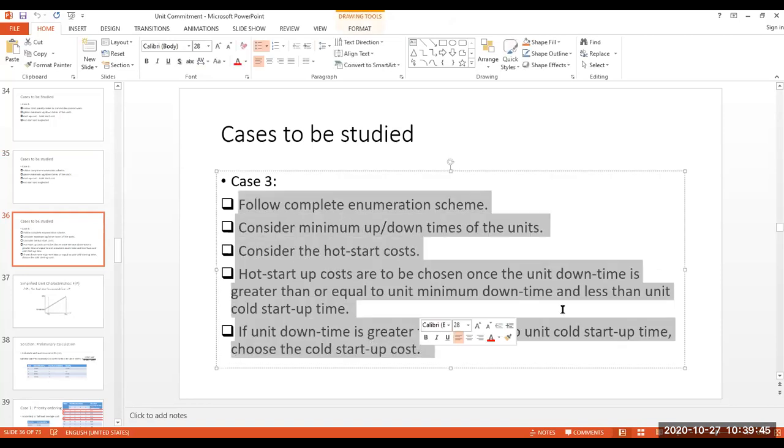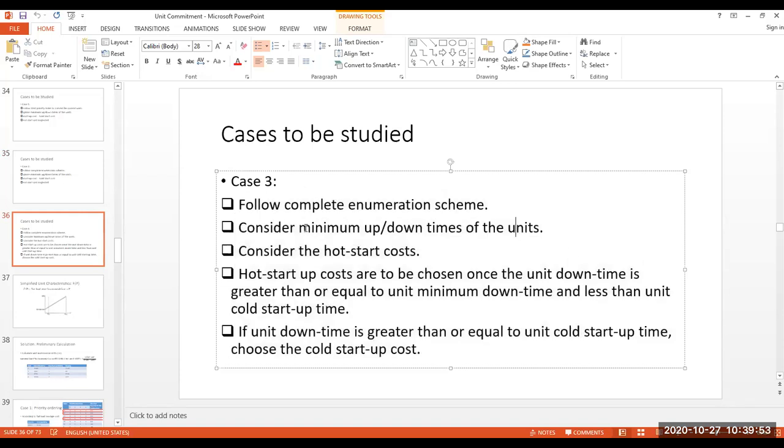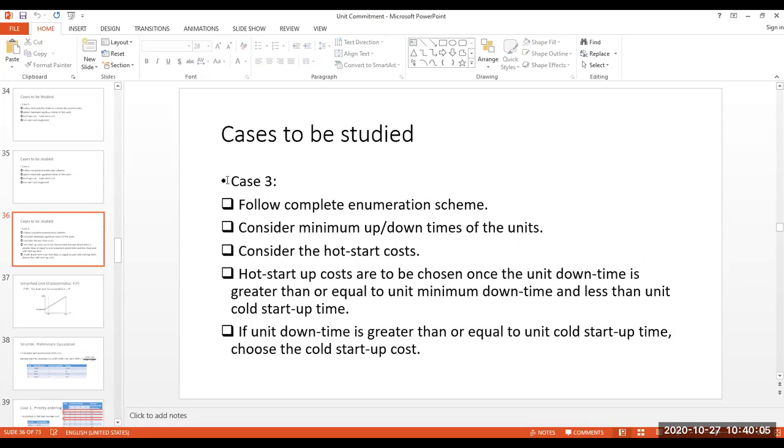It is neither like case 1 nor like case 2, but there will be little differences. You have to consider now the uptime and downtime of the units. You have to consider the startup costs to be either hot start cost or cold start cost. So case 3, you have to submit as an assignment. For the solution of case 3, you will get, I think, sufficient help from the textbook.